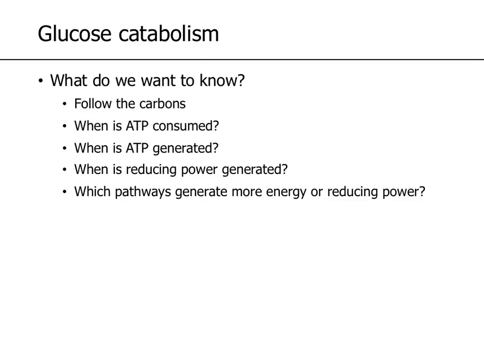All right, so just as something to preface what we're talking about, what you want to pay attention to is to basically follow the carbons. So what's happening to glucose as it's getting broken down? When is ATP consumed? When is it generated? And then also when is the reducing power generated? And then of the 3 pathways, which ones generate more energy or more reducing power? So those are the main takeaways that you want to get out of the different pathways.